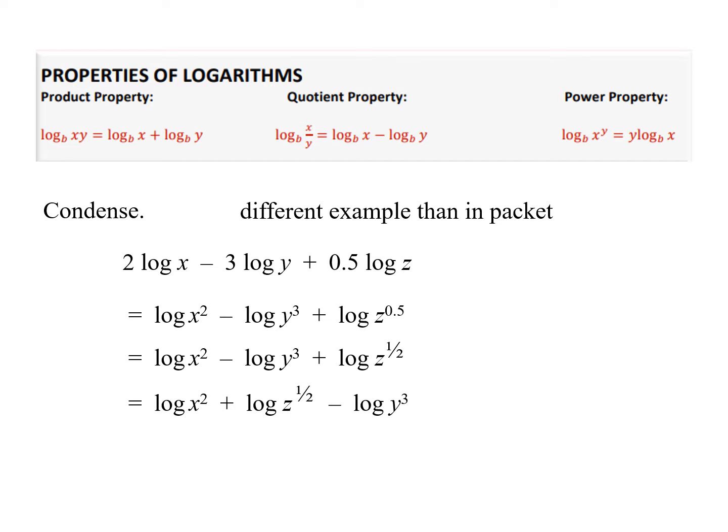Now I'm going to rearrange this a little bit. So I'm going to add the logs of x squared and z to the 1/2, and then subtract the log of y to the third. The product property means that the x squared and the z to the 1/2 are going to be together in the numerator, while the y to the third, by the quotient rule, is going to be in the denominator. And we're going to end up with this as our answer. Okay, so that's writing this first statement as a single logarithm.